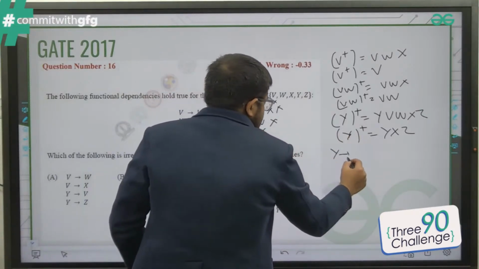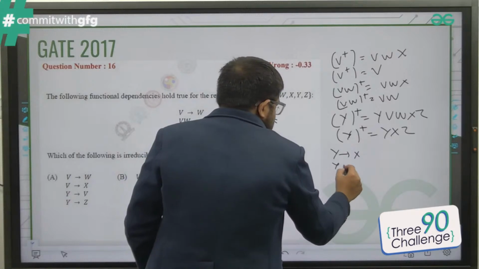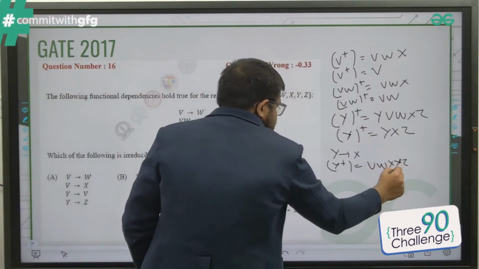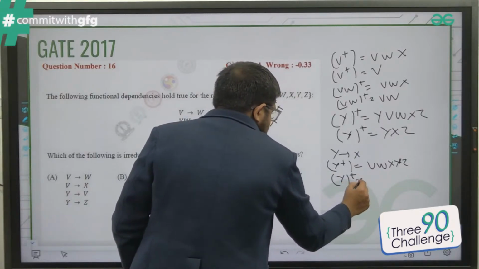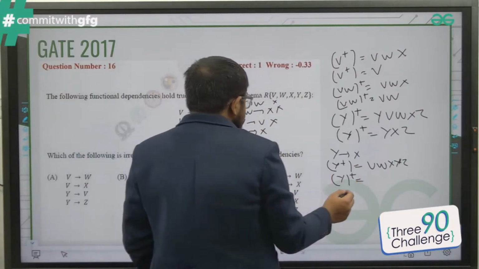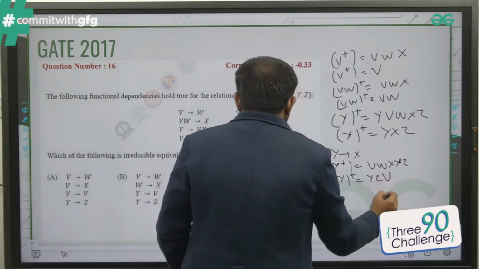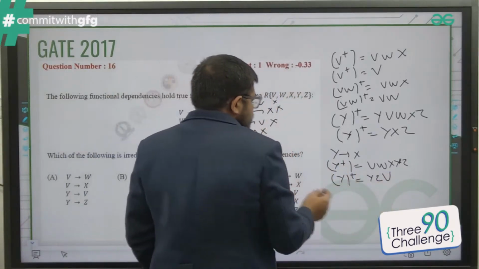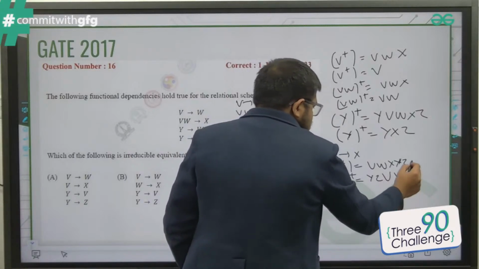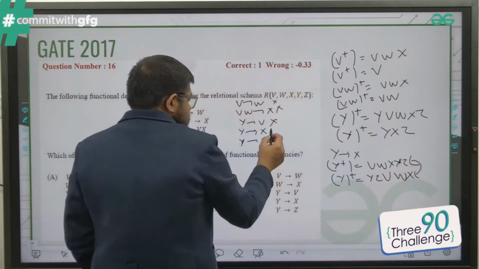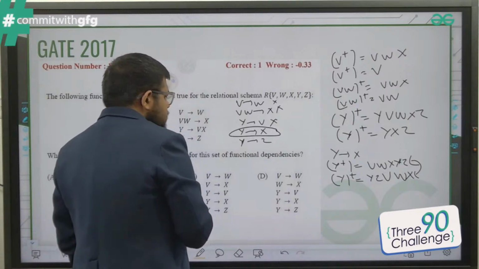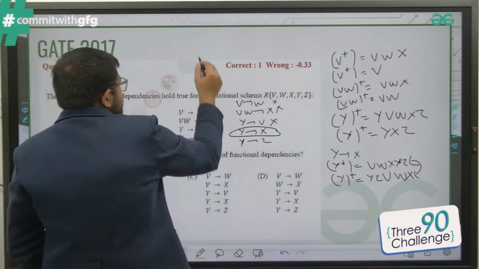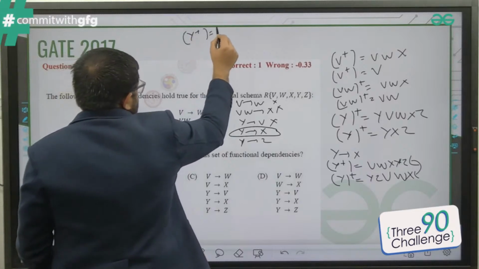Now Y gives me X, so Y plus would be again VWXYZ considering it, and Y plus not considering this: Y will give me Z, Y will also give me V. I can get Z from here and V from here. V can give me W and X both, so these two are the same. It means this is redundant, so I can remove it. Now Y gives me Z, Y plus would be YZ.